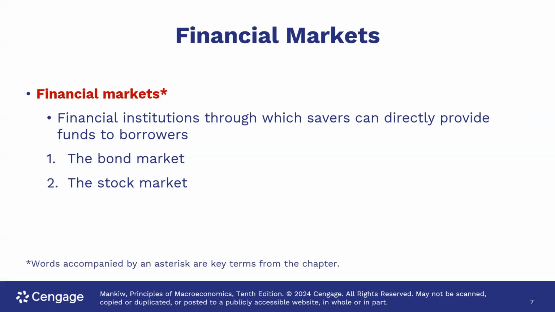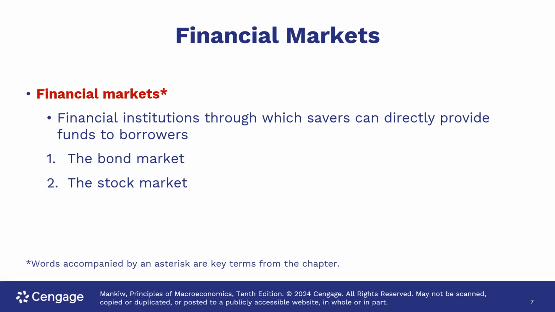That is very general. That is a list of the concepts that we will investigate in this chapter. Let's get started with the first one, the financial markets. The financial market is the place where the financial institutions through which savers can directly provide funds to borrowers function.